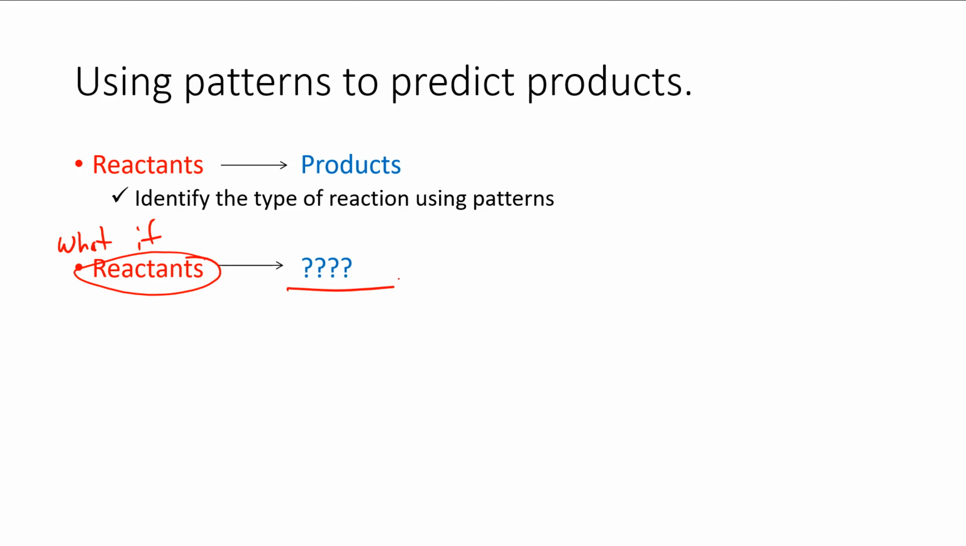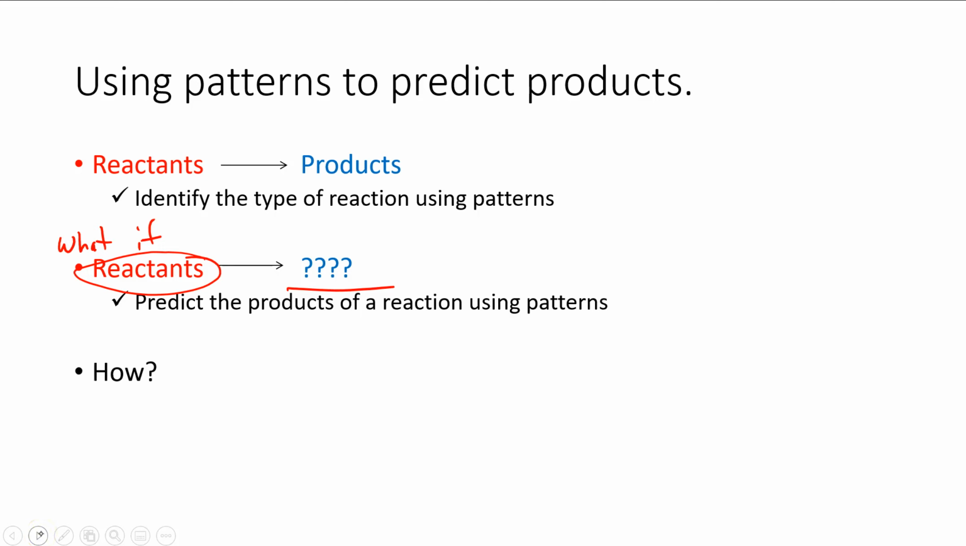How can we then use stuff that we've already learned to predict what might form as a result of putting those reactants together in the right circumstances? That's the next step. What will we actually produce when we mix certain reactants, if anything? So we want to be able to predict the products of a reaction using patterns. And how will we do that? We're going to use our knowledge that we've already learned about reaction types, those patterns, A plus BC equals AC plus B, that kind of stuff.